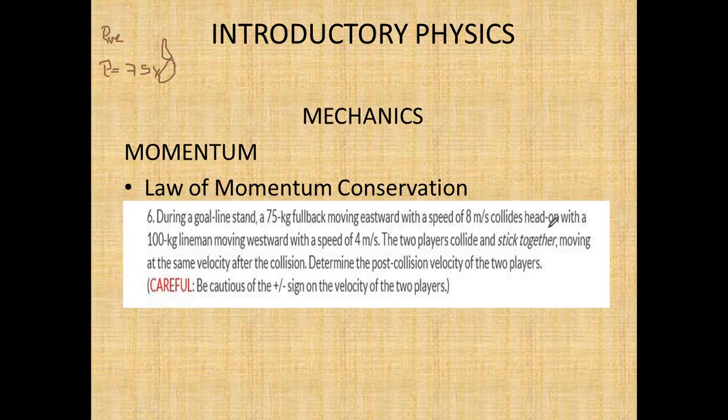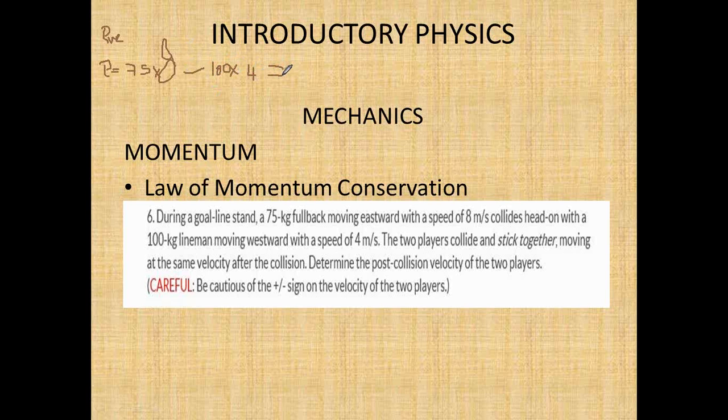Now he collides head-on with a lineman, so the lineman is moving in the opposite direction, westward, towards the left, so therefore his velocity is negative. So you have to get his momentum. His mass is 100 kilograms, and you multiply it by his velocity, which is 4 meters per second. Okay, so this is the pre-collision momentum.